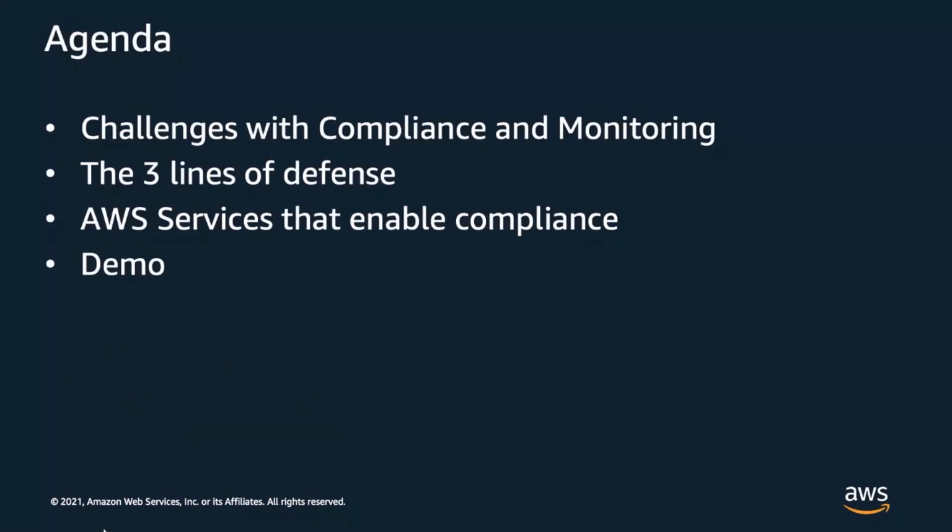To go over briefly what we're going to be talking about in today's workshop, we're going to first talk about challenges that customers face when enabling compliance and monitoring. We're going to look at what the three lines of defense are. Also, we're going to see how AWS services can be used to enable compliance. And then we're going to conclude with a demo on how we can utilize AWS Config and AWS CloudTrail to enable compliance and monitoring within our AWS environment.